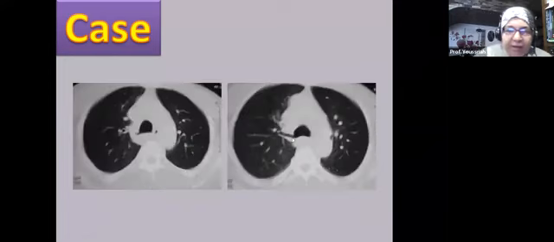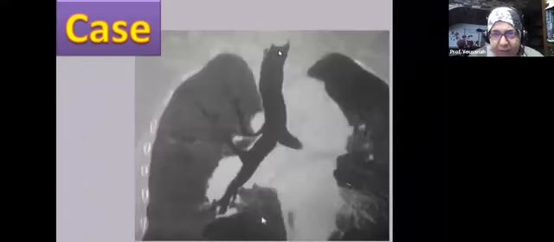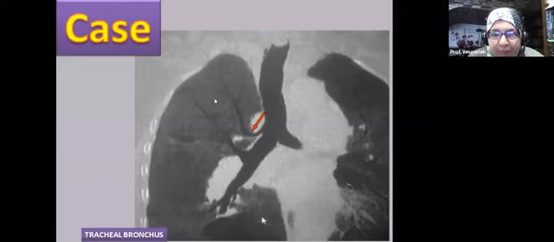Now here we have the carina at the second image. Just above the carina, or at the level of the carina, we have an abnormal bronchus. This is the tracheal bronchus. In another case, this is a MINIP image. You see an abnormal bronchus arriving from the trachea just above the carina. This is the classic site for a tracheal bronchus, above the carina on the right side. And you can see it's supplying the apical part of the right upper lobe.